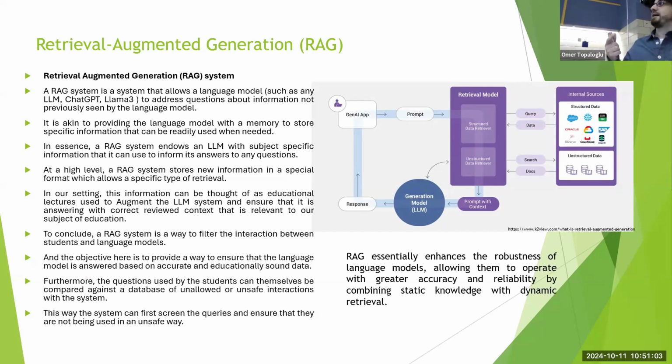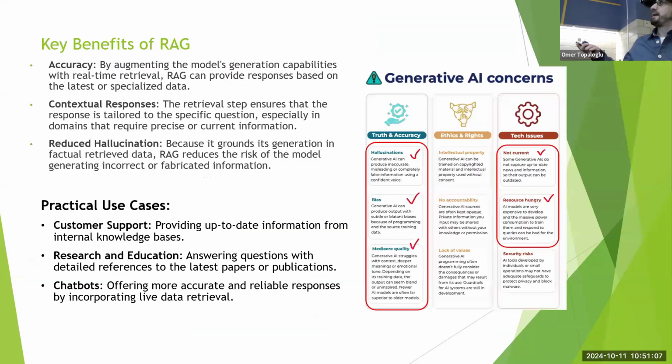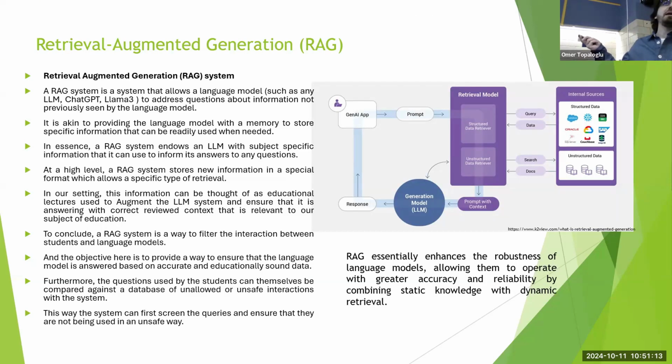This is the first thing. The second thing is the LLM model is not current. So if you feed your current data here, then your LLM model is going to use your current data, and then it's going to bring those type of answers to the user.